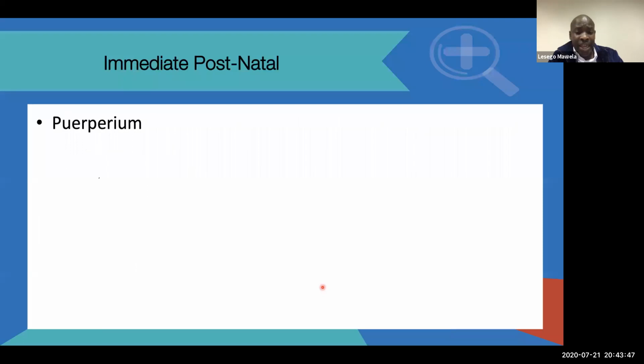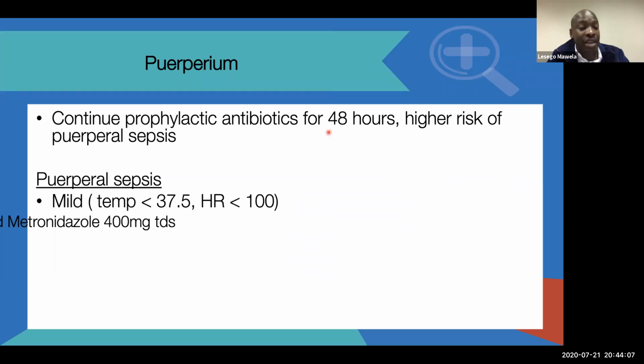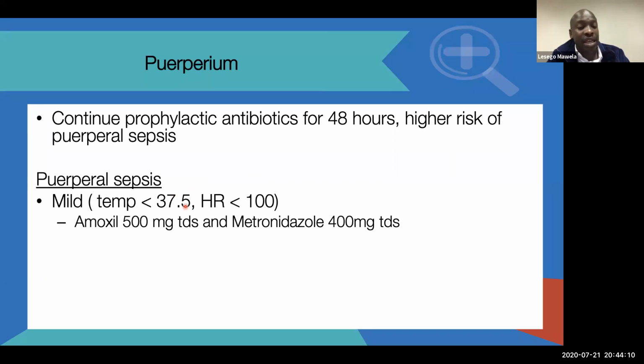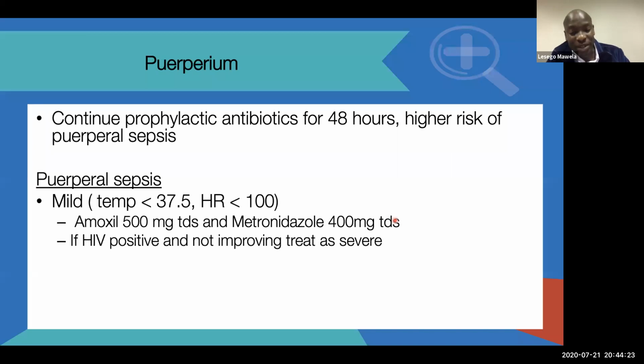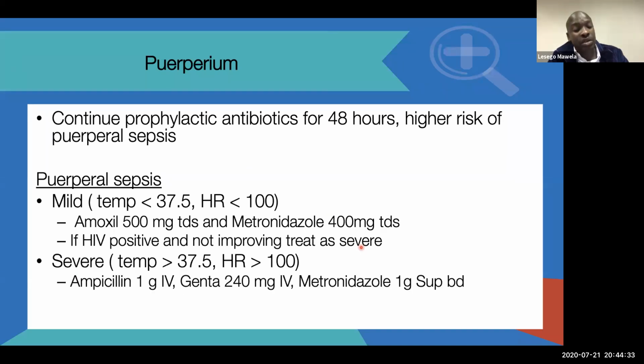And also, HIV positive women tend to have a very eventful puerperium. So immediately after delivery, we need to ensure that the HIV positive women have appropriate antibiotics for at least 2 days. And then if they do come back and they are not well with high temperatures, but they are stable in terms of their heart rate, they can get oral antibiotics. And then if we are dealing with an HIV positive mom who's not getting better on oral antibiotics, we then treat it as severe, right? And when we say severe, it means she has to be admitted and she has to get IV antibiotics.